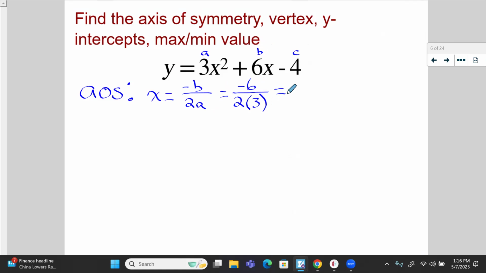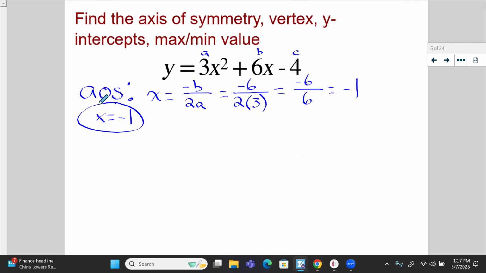We have 2 times 3 on the bottom, so we have negative 6 over 6. And then we take negative 6 and we divide it by 6. Negative 6 divided by 6 is a negative 1. So our AOS is x equals negative 1. That's our first thing we always find. We find our AOS by using our formula.